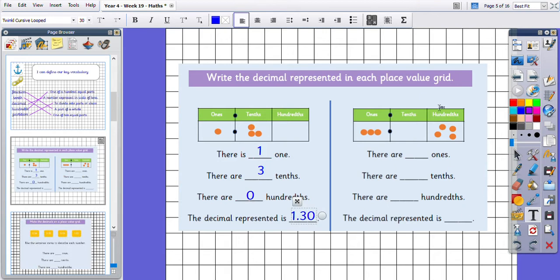Let's try again then. Let's have a little look. How many ones have I got? I've got 3. Tenths, I have 0, and hundredths, I have 1, 2, 3, 4. So again, my decimal represented is 3 ones, decimal point, 0 tenths, 4 hundredths: 3.04.